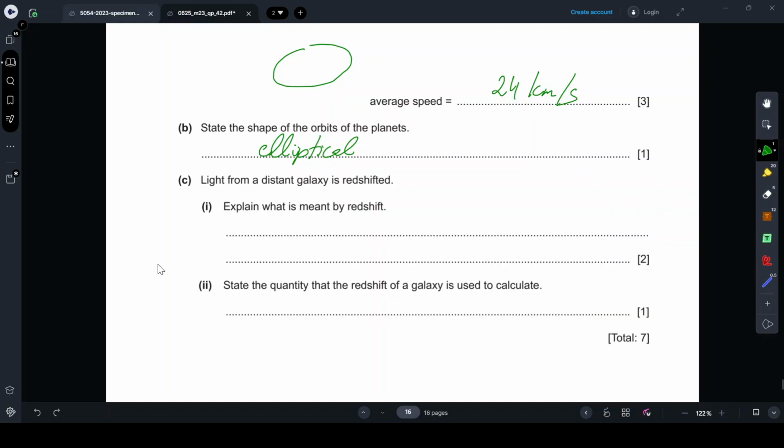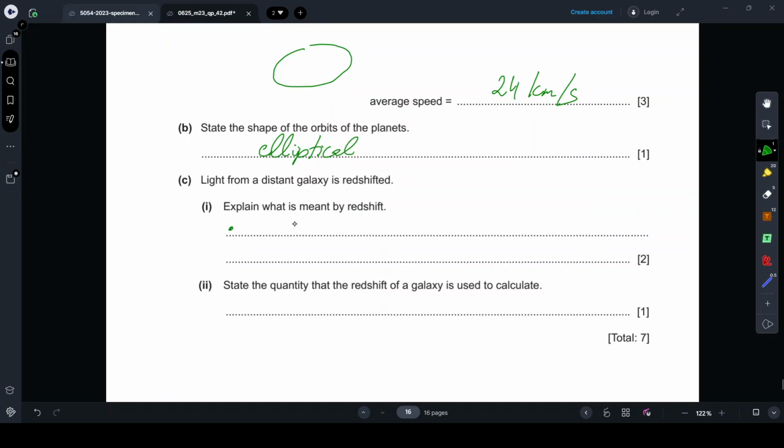Okay, light from a distant galaxy is red shifted. Explain what is meant by redshift. I think, have you done this question before? It has come up earlier, yes. They asked about redshift.